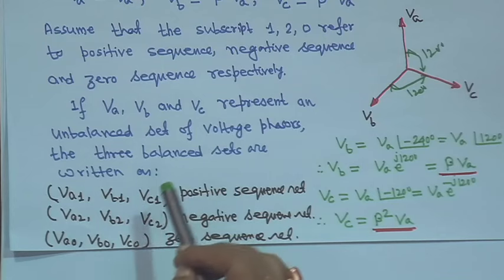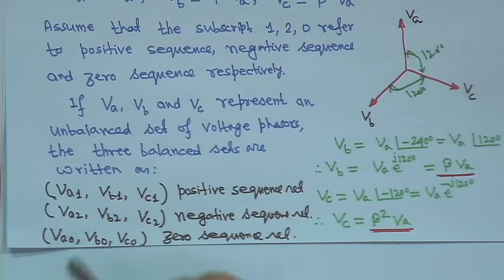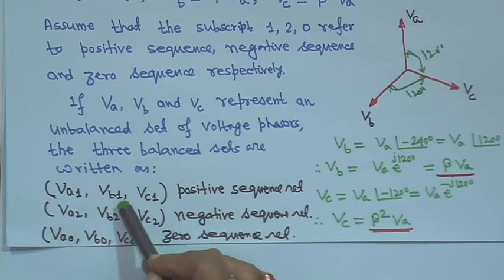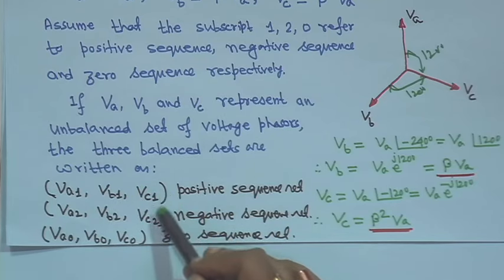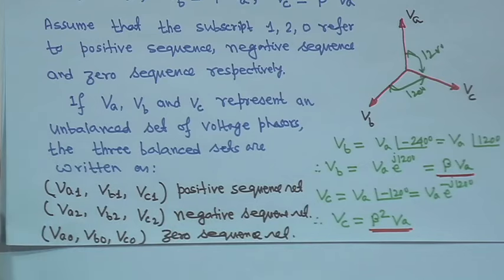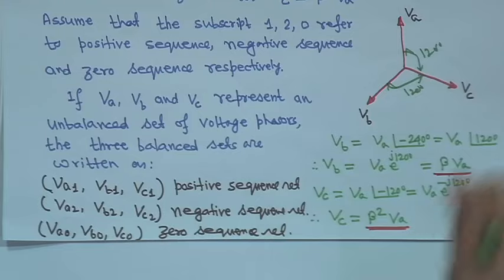We will come to it later, but that means Va is equal to Va1 plus Va2 plus Va0, Vb is equal to Vb1 plus Vb2 plus Vb0, and Vc is equal to Vc1 plus Vc2 plus Vc0. So, these are the positive, negative and zero sequence sets.